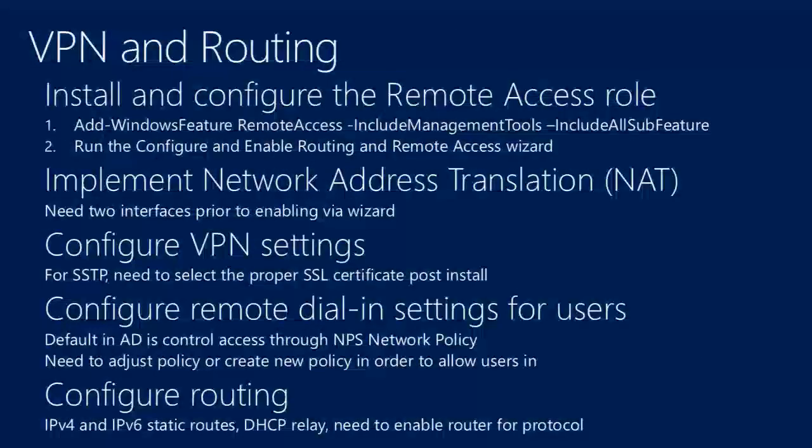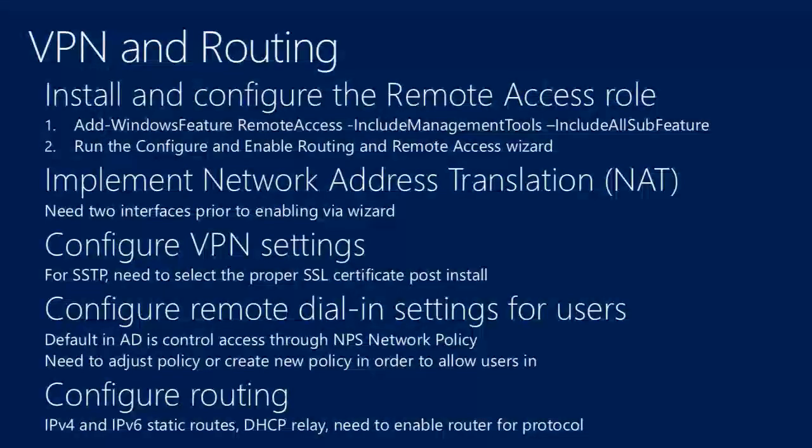OK, now we jump into VPN and routing. So the remote access role, that's the standard add Windows feature. The one thing to know after that, you've got to run the enable routing and remote access wizard. So after the feature's in, nothing happens, right? You've got to run through the wizard, tell it what you want to do. Do you want to do VPN? Do you want to do DirectAccess, whatever? And then implementing that would be part of that wizard as well.